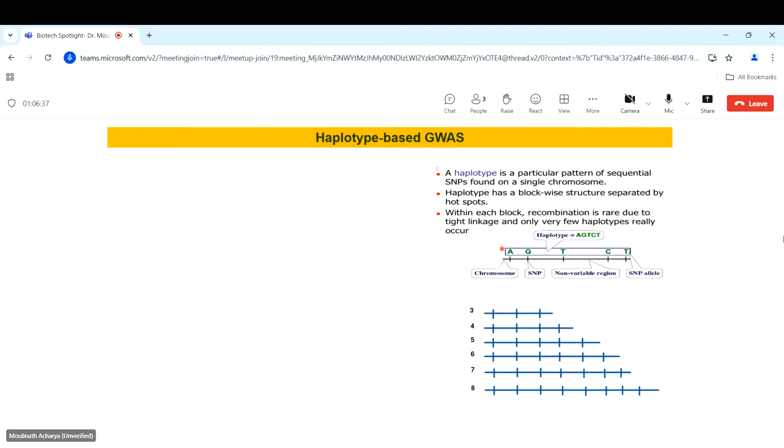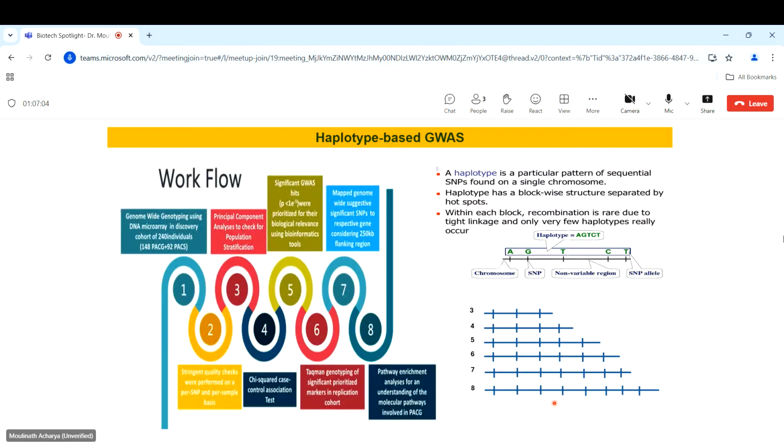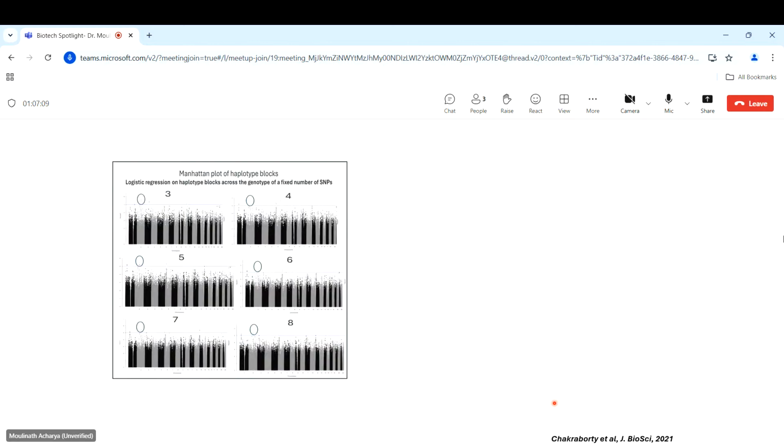And to make it more robust, we have done a haplotype-based GWAS, where you see that we have taken 3 SNPs, 4 SNPs, 5, 6, 7, 8, and onwards. Beyond 8, we have not found any association. So we have done this up to 8 SNPs. If you put 9 or 10, it becomes very big, and the haplotype is kind of lost. Okay. This is the workflow. I'm not going into the details of the workflow because I have already explained it in the previous slide.